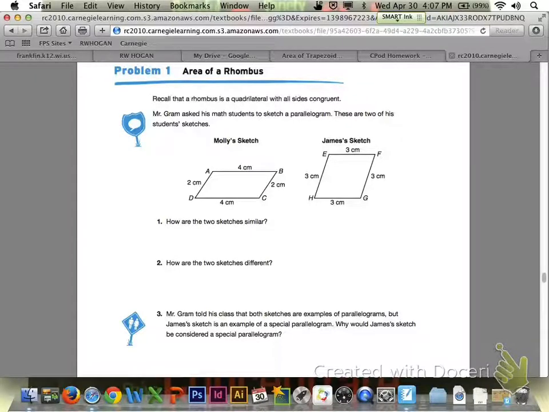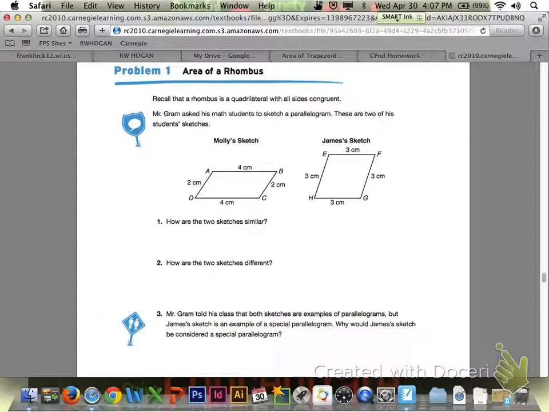Hi class, in 13.5 our learning targets will be calculating the area of rhombi and kites. We will also be using formulas to compute the area of rhombi and kites, and then much like we have with the other lessons in chapter 13, calculating the area of composite figures.